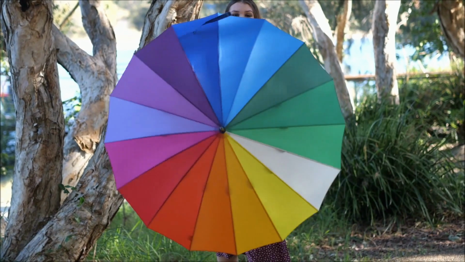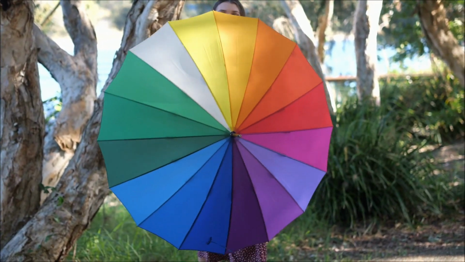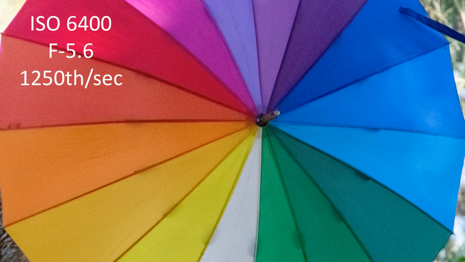Okay, so that was hypothetical. Here's a real example. I asked a friend to spin this umbrella for me. My first shot was at 200 ISO, and with my aperture wide open, the fastest shutter speed I could get to was a 40th of a second. And you can see how blurry the umbrella is. Then I put the ISO way up to 6400, and I was able to shoot the same photograph at a much faster 1250th of a second.